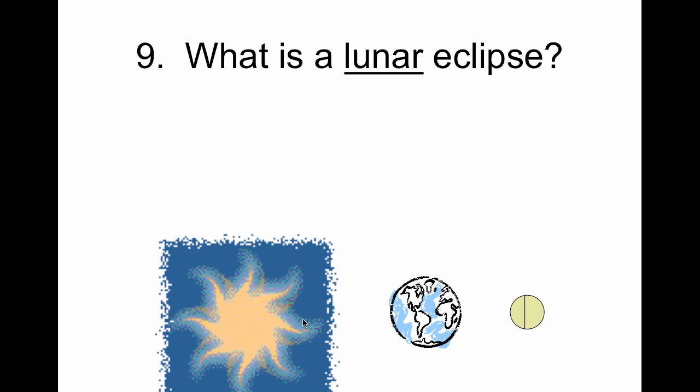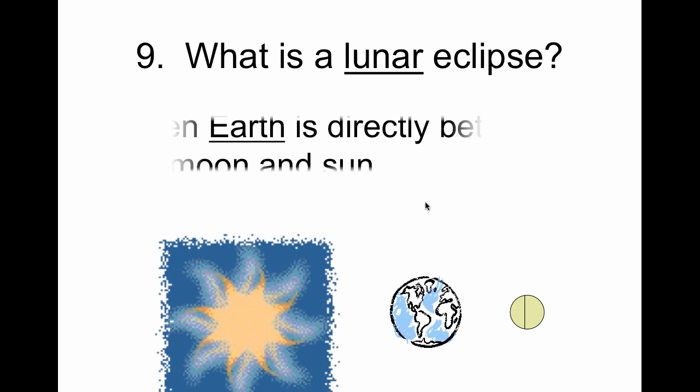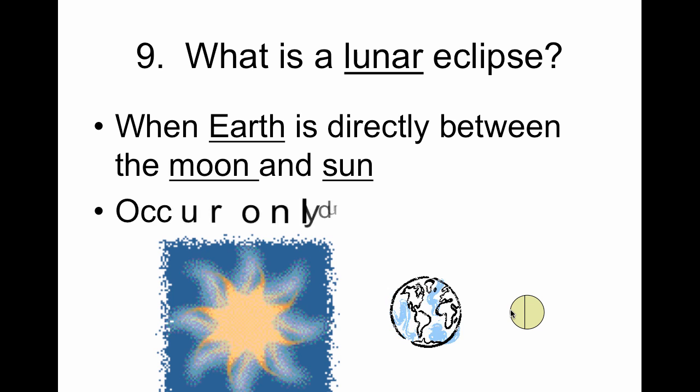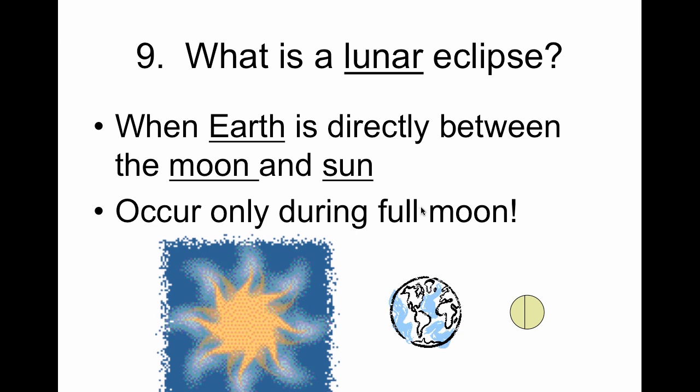coming between the moon and the sun. And so if you are standing here, you're going to see that big shadow cast by the Earth on the moon, and it's going to cause a lunar eclipse. Lunar because the moon is getting eclipsed by the sun, and this only occurs during a full moon. If you see the alignment, you've got this in the full moon position. This is the only time when the Earth can actually get in the way of the sunlight and cast a shadow on the moon.